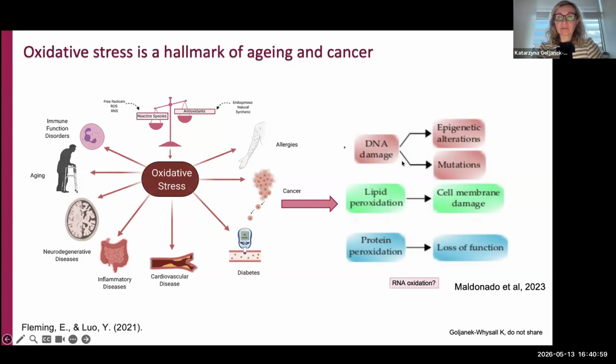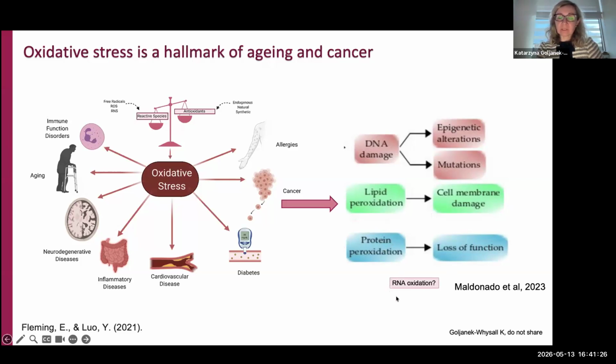So DNA damage is very well known, very well associated with oxidative damage, and it's known to cause mutations as well as some diseases such as cancer. Lipid peroxidation can lead to cell membrane damage, but also cell death through ferroptosis. Protein oxidation, again, can lead to loss of function, misfolding, and so on.